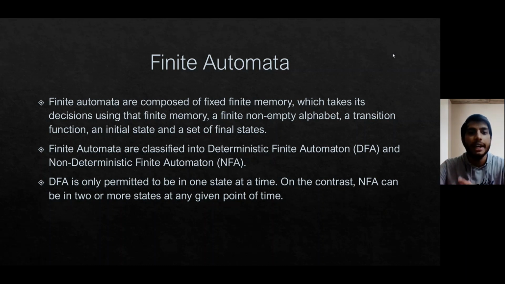Finite automata. Finite automata are composed of fixed finite memory, which takes its decision using that finite memory. That is, a finite non-empty alphabet, a transition function, an initial state, and a set of final states. Finite automata can be classified into two types, that is DFA, deterministic finite automata, and NFA, non-deterministic finite automata. DFA is only permitted to be in one state at a time. In contrast, NFA can be in two or more states at any given point of time.